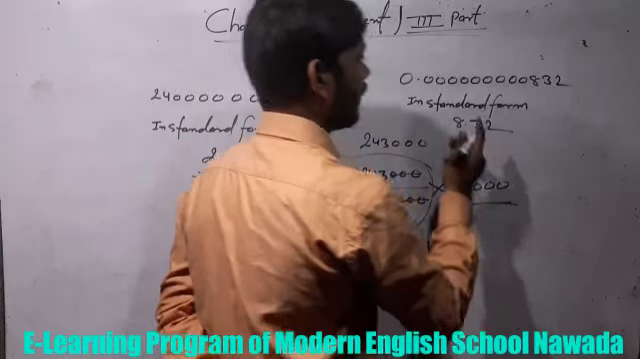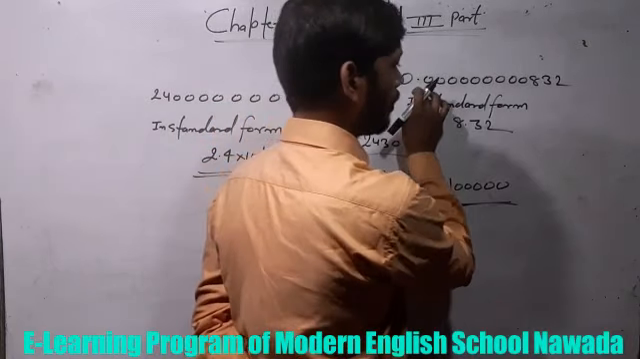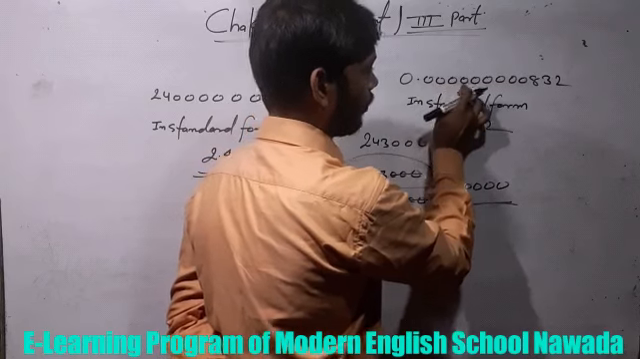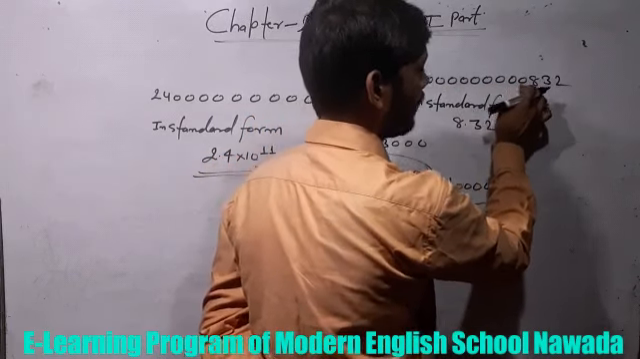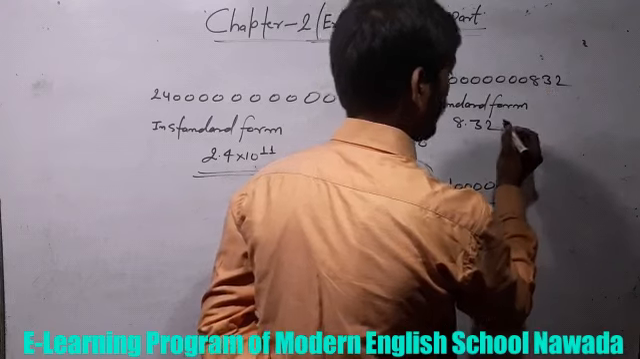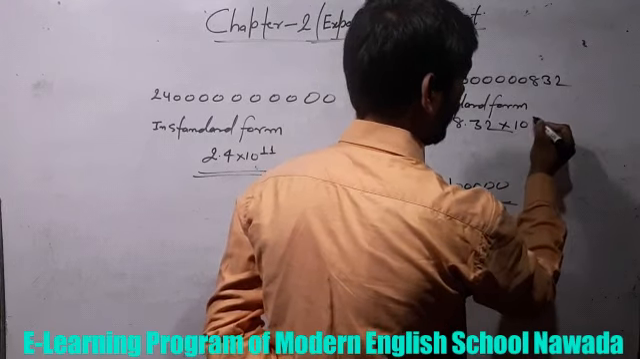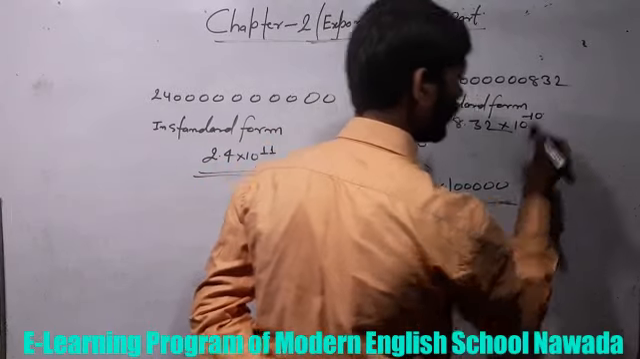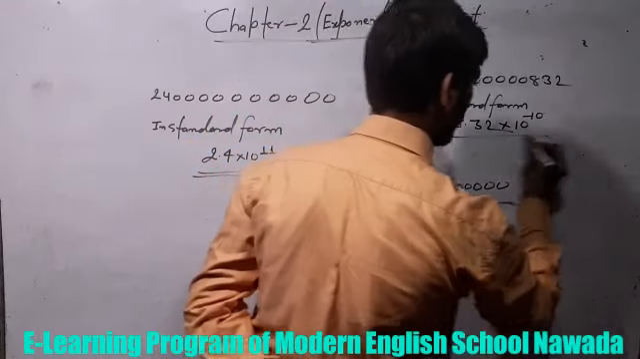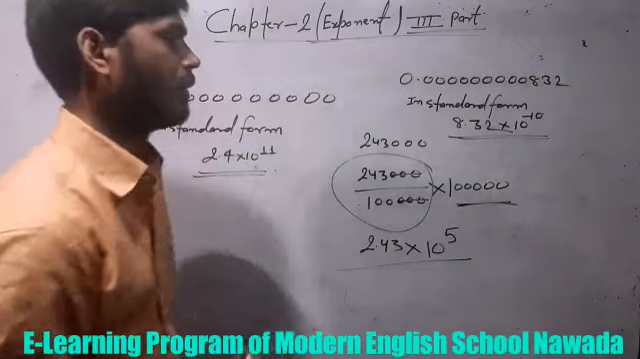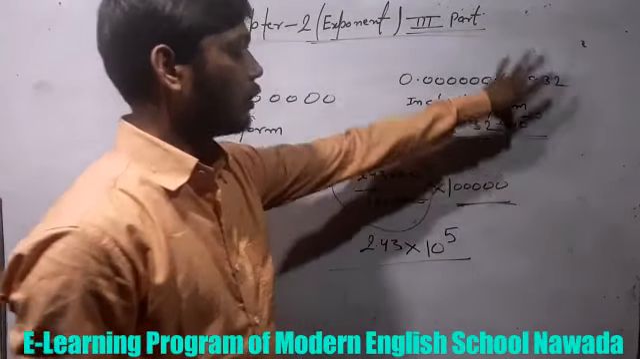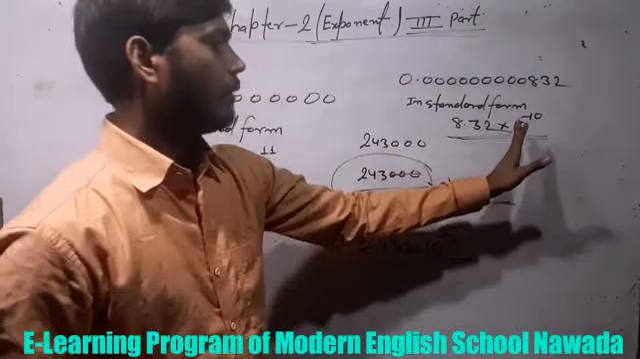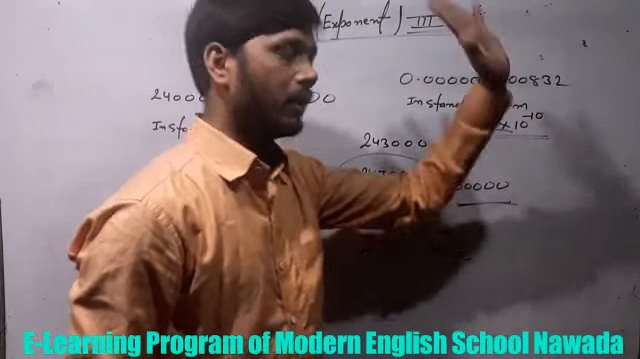8.32, and how many places does the point go? 1, 2, 3, 4, 5, 6, 7, 8, 9, 10. So 8.32 into 10 to the power minus 10. Here the power will be minus 10. In short, with this example you understand how the power is written negative.